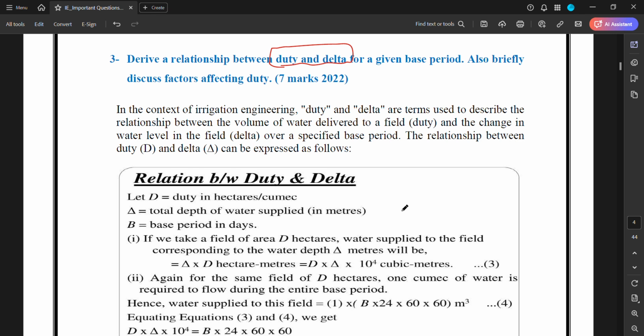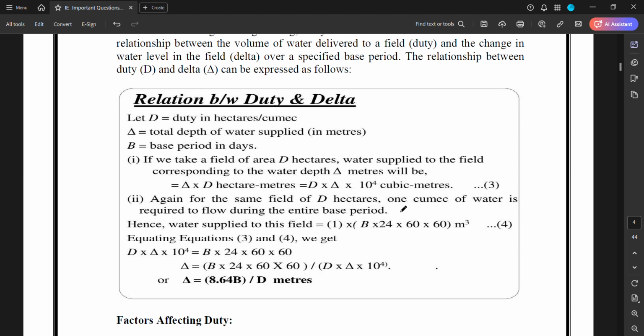The relationship between duty and delta can be expressed as follows. Relationship between duty and delta. Let D be the duty in hectare per cumec, delta be the total depth of water supplied, and B be the base period in days.